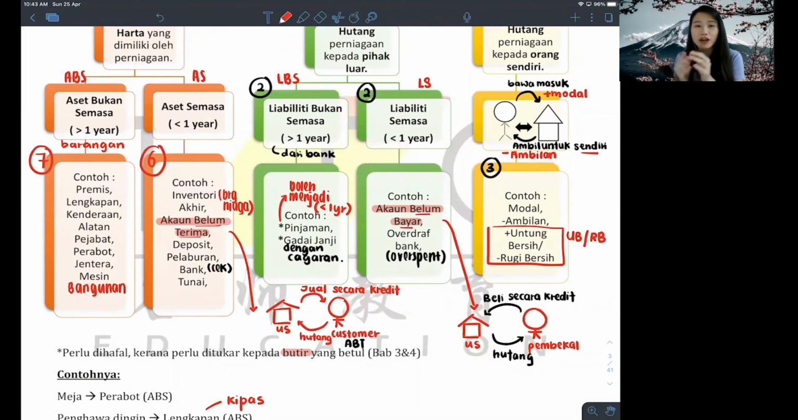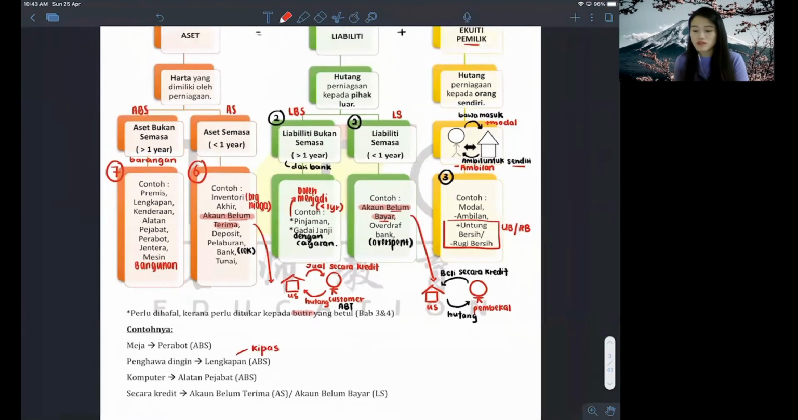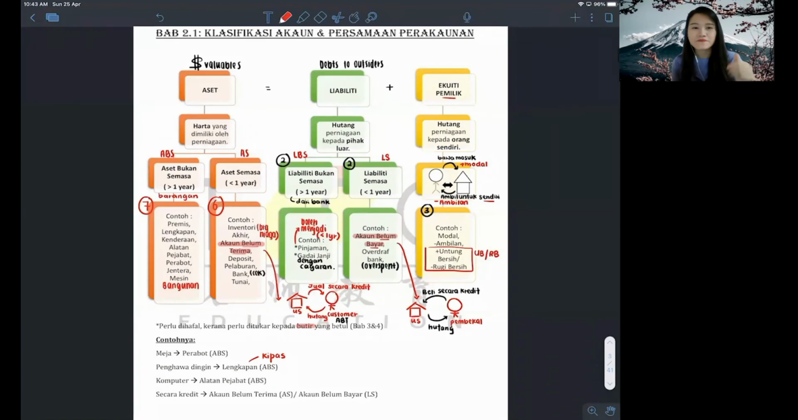So all this will be recorded down so that by the time you really want to close after 10 years, I will know how much money I need to give back to the pemilik. So these are the recordings, okay? All right, so that's it for the most important 3 klasifikasi. Asset, liability dengan EP. So far our 1 hour is almost gone already.